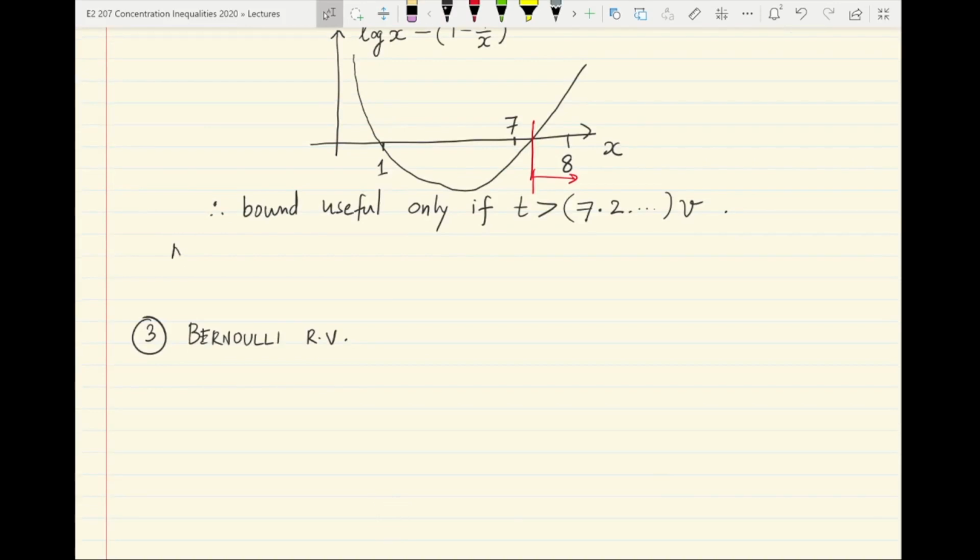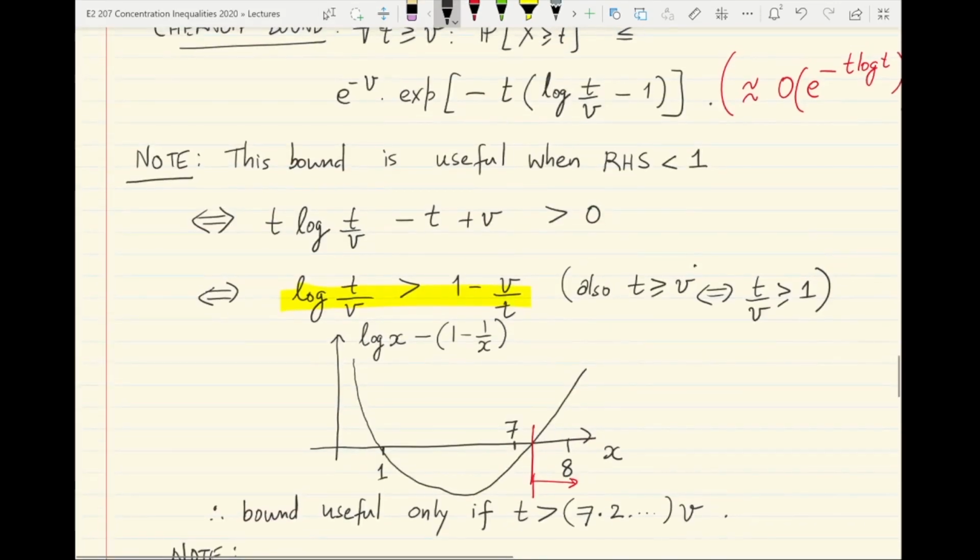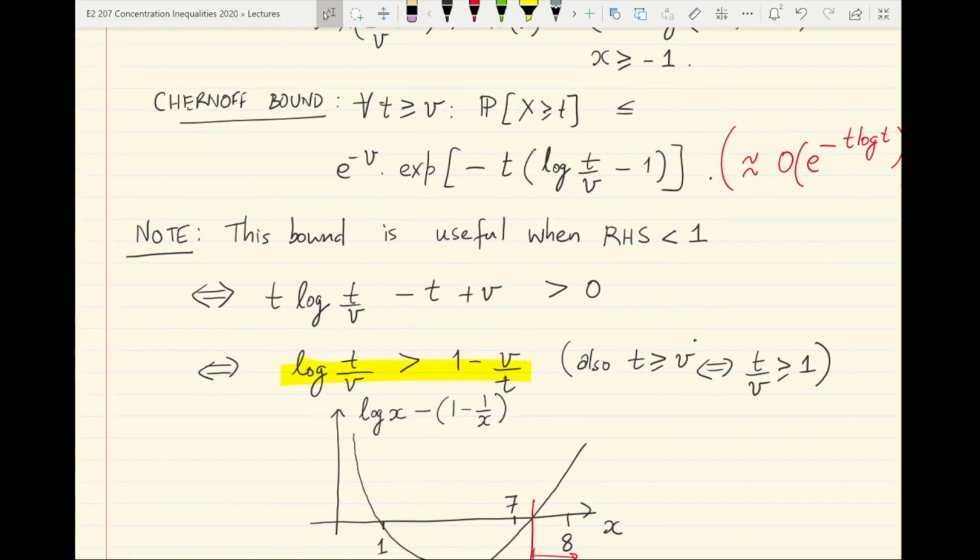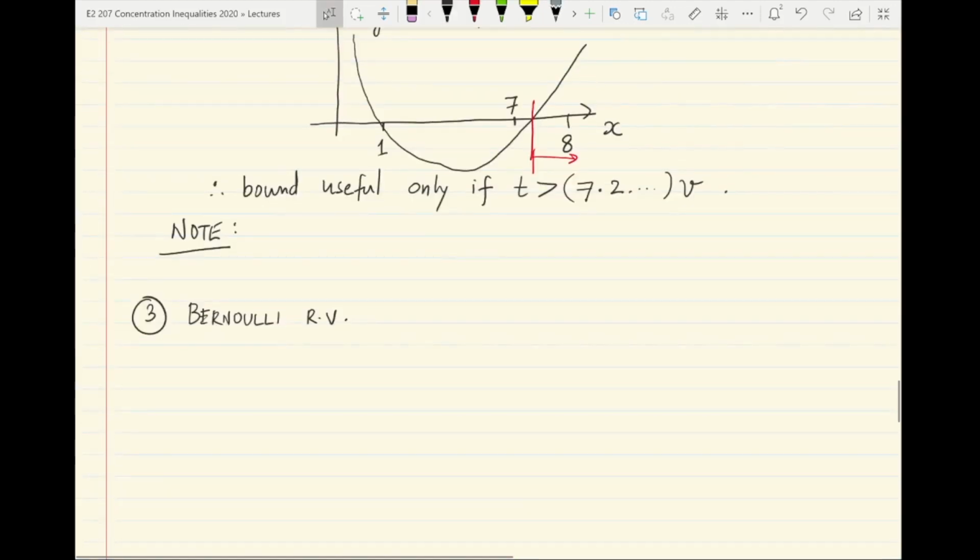Another note here is that we don't necessarily need to work with such a complicated form for the Cramér transform. We can also try to lower bound the Cramér transform Cx star of t to get looser but perhaps more insightful bounds. So one way of doing that for the Poisson distribution is as follows.